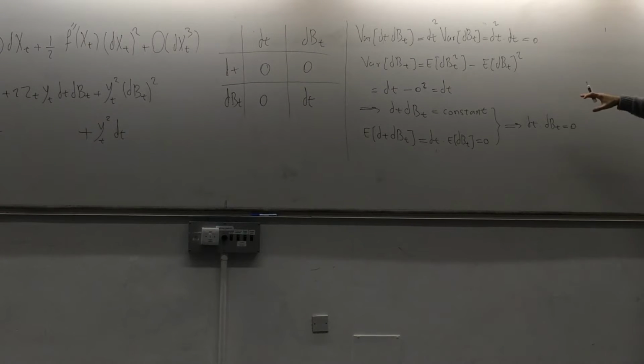So any question about this argument? I agree that it's not exact, so nothing is really very rigorous here. It's just a simple way of understanding this Ito calculus. Okay?